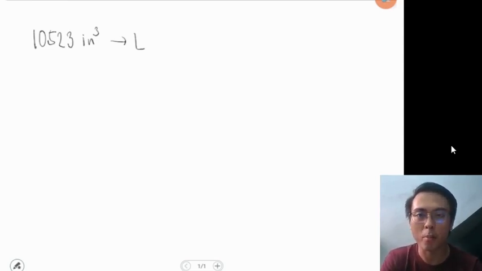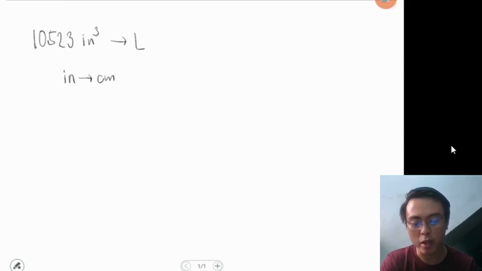So let's say, for example, my plan here is to convert inches to something that I already know. I already know how to convert from inches to centimeters, right? Because 1 inch is 2.54 centimeters. So how do we go from centimeters to liters?